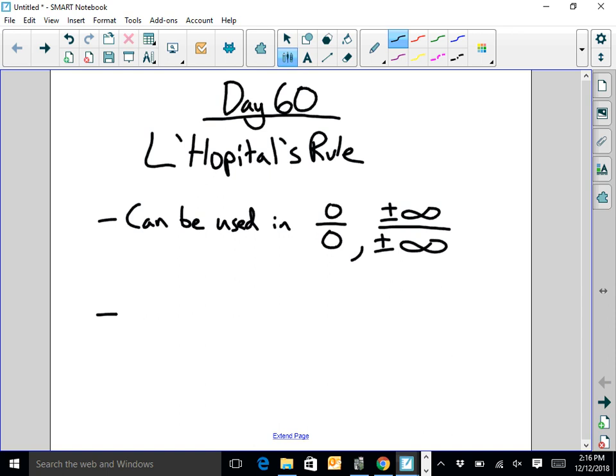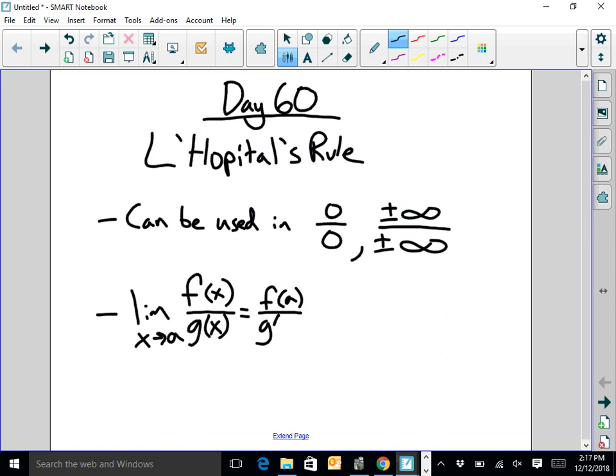So let's say we have a limit as x goes to a, right, of some function f of x over some function g of x. Okay? So what happens is, let's say we plug in a. So we plug in a and we do f of a over g of a, right? And this makes 0 over 0. That's one of the cases that we can use L'Hopital's rule.